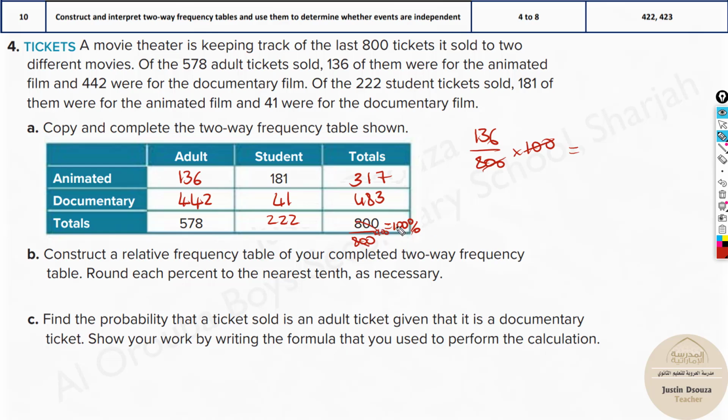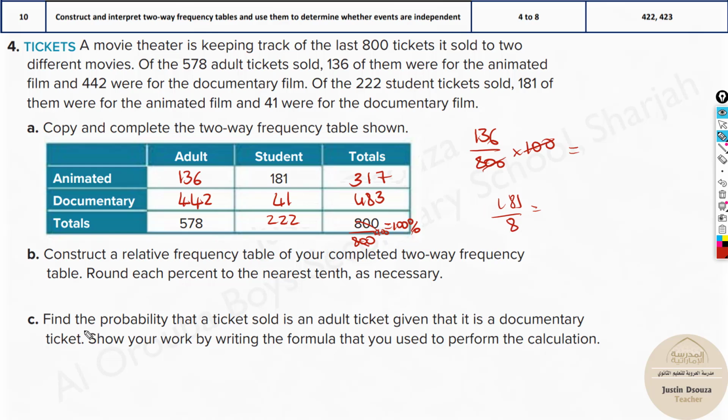So it'll be 100%. Now, please do it for all the values and make the same table just like this, but you need to write it in percent. So over here, 181 divided by 800 times 100 makes it divided by 8. I'm just dividing by 8. You need to write the answer over here in another table. So that would be the relative frequency table.